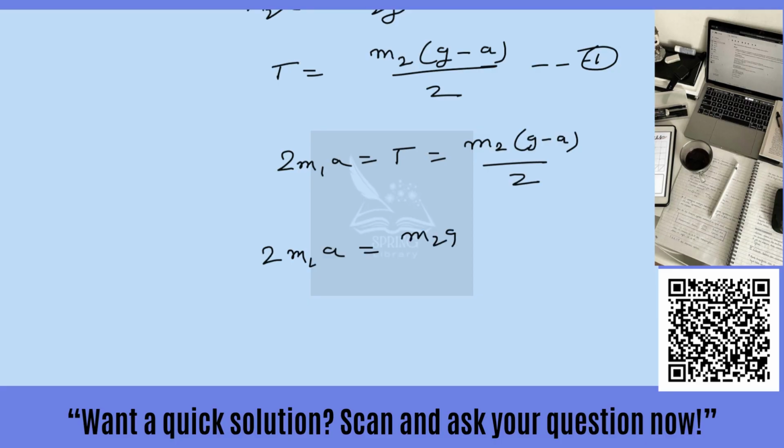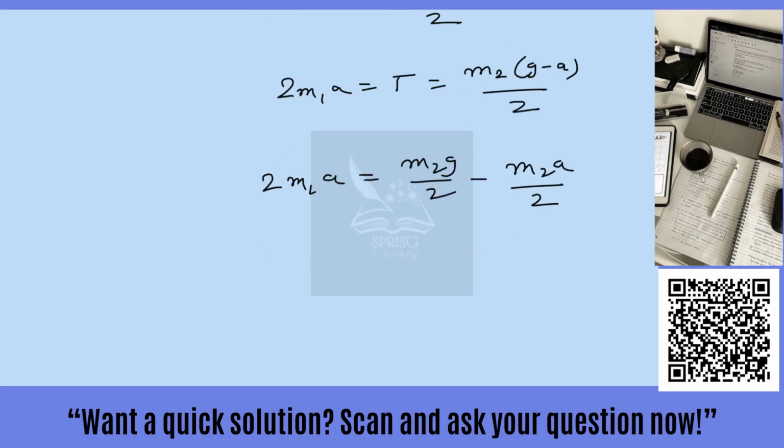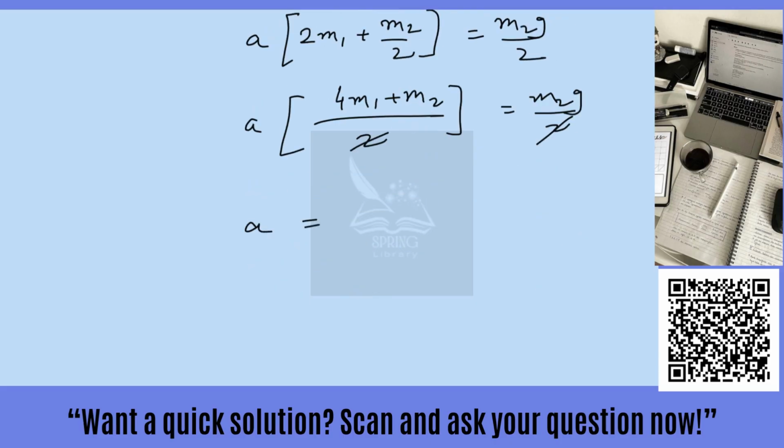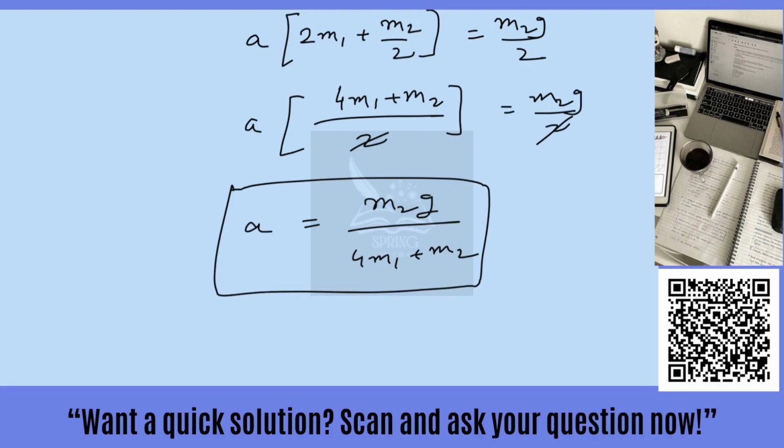So 2m1a is equal to m2g by 2 minus m2a by 2, right? Or here you will be having a, if you take it common, then you will be having 2m1 plus m2 by 2, that is equal to m2g by 2. Or a times 4m1 plus m2 by 2 is equal to m2g by 2. The 2 can be cancelled, and the acceleration expression will be m2g over 4m1 plus m2, right, is what you have as the expression of acceleration.